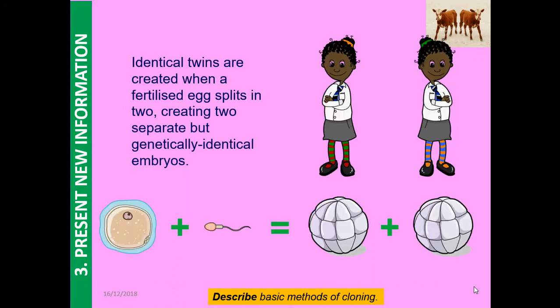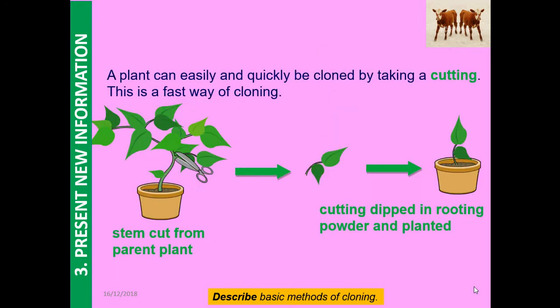Our second example is identical twins. Identical twins are formed from one egg and one sperm, and once their embryo starts dividing by mitosis, the embryo splits into two, and we get two genetically identical individuals.